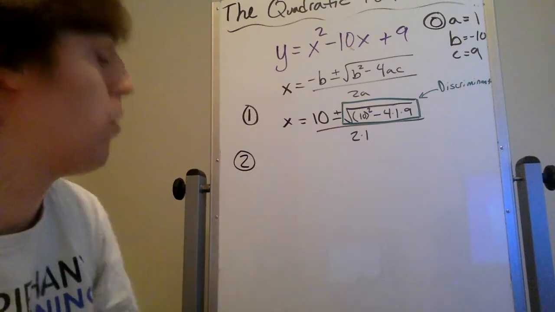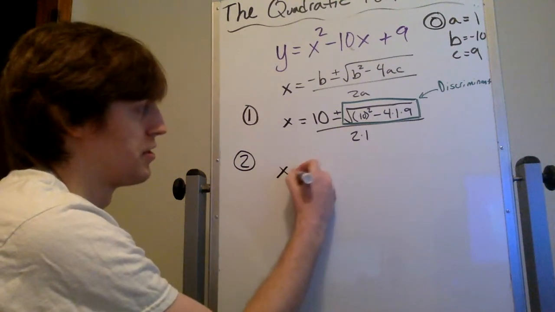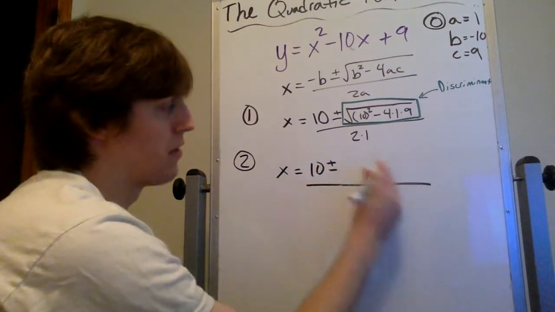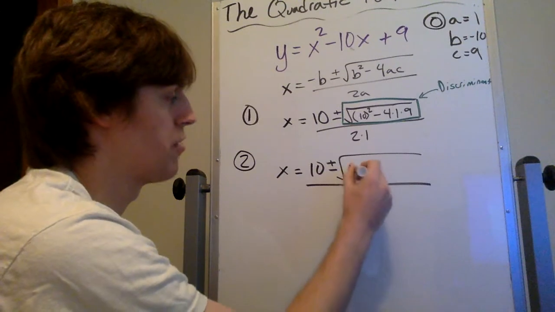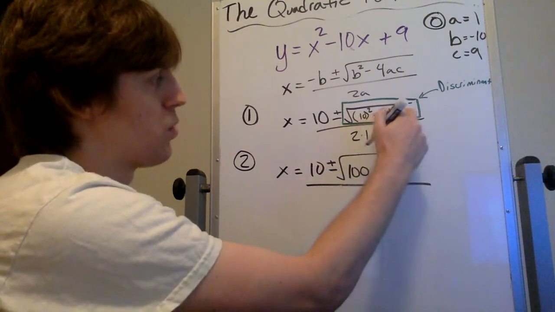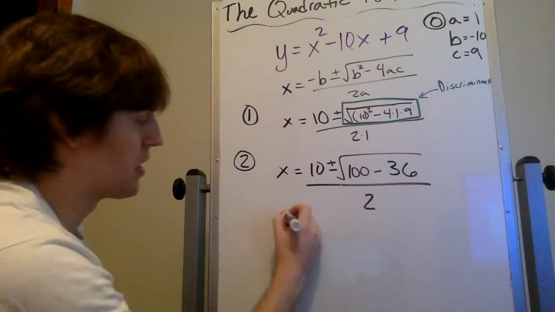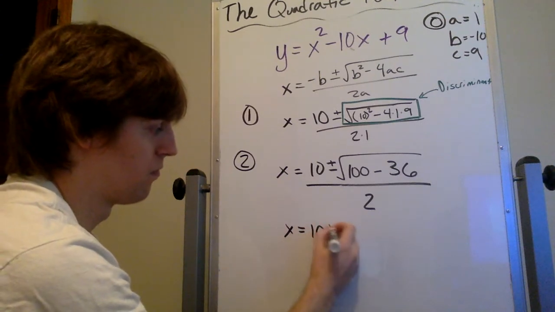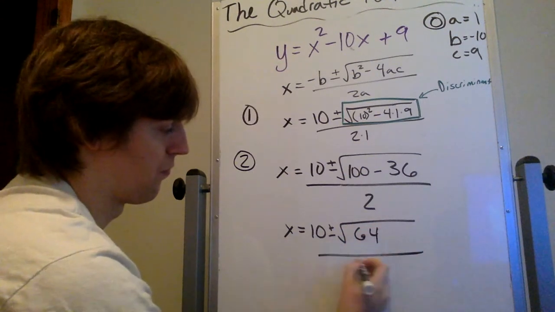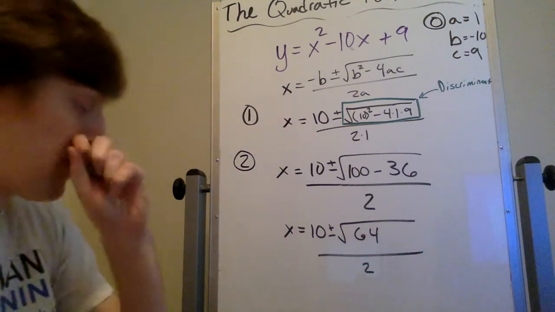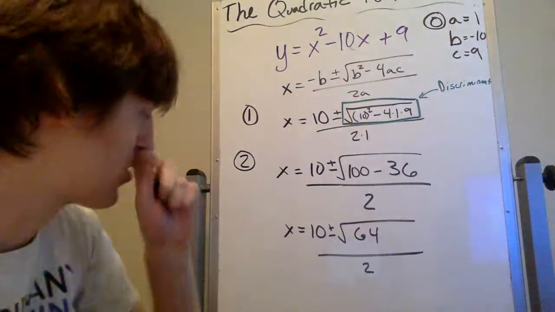So what I like to do is simplify the discriminant first. So I rewrite everything else: 10 plus or minus, and I'm even going to simplify that as just 2. Okay, so now this is 10 squared is 100, minus 4 times 1 times 9, that's 36. Okay, now I'm going to continue simplifying the discriminant. That's going to be 64. Okay, so now this discriminant is a positive number. So if it's positive, that means I'm going to get 2 solutions.